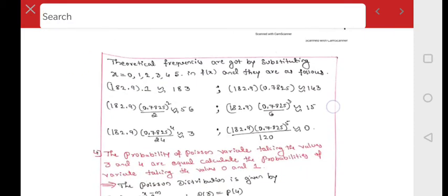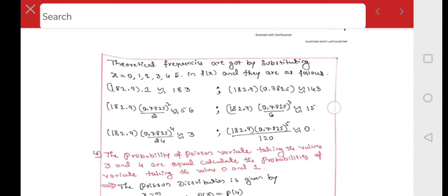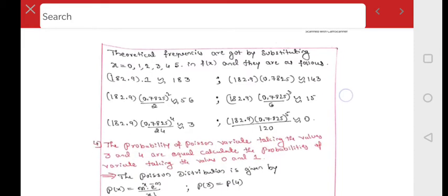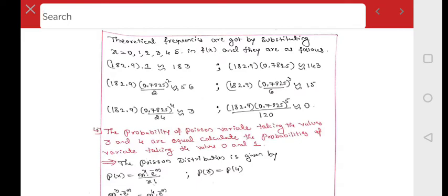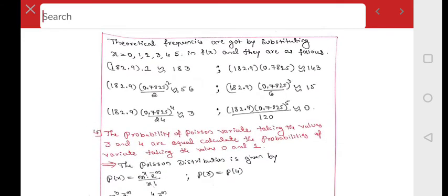Now we can get the theoretical frequencies by substituting x equal to 0, 1, 2, 3, 4, 5, and they are as follows. The first one we get is 183 for x equal to 0. Next we get 143, next 56, next 15, next 3, and lastly 0.